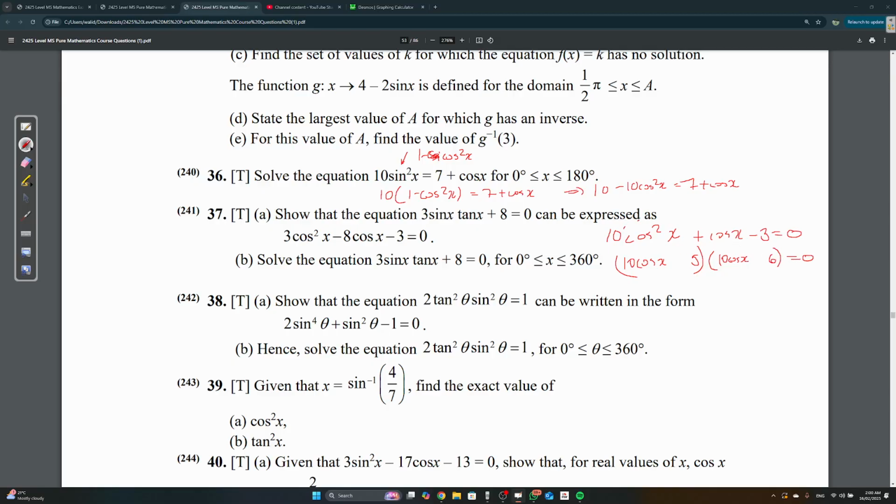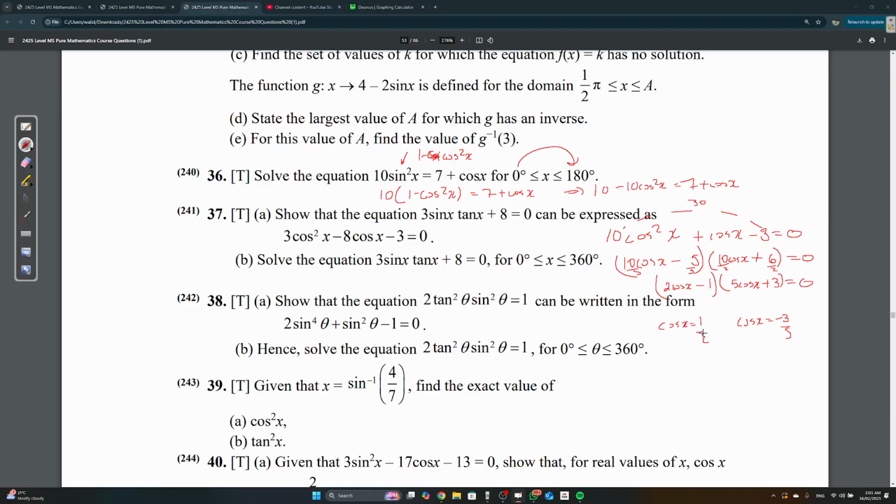Why? Because multiply the 10 and the 3, you get 30. Which two numbers multiply to get 30 but subtract to get 1? Obviously 5 and 6. The bigger one goes to the bigger number, and then put the minus here. You can divide by 5, so you're going to get 2 cosine x minus 1, divide by 2, you get 5 cosine x plus 3 equals 0. So you're going to get cosine x is equal to half, and cosine x is equal to negative 3 over 5. We're working between 0 and 180. Let's find our solutions.